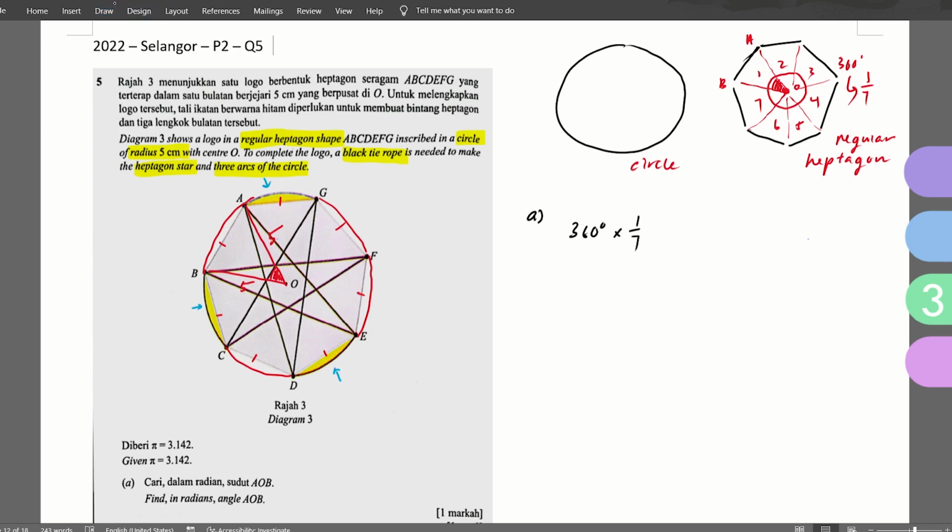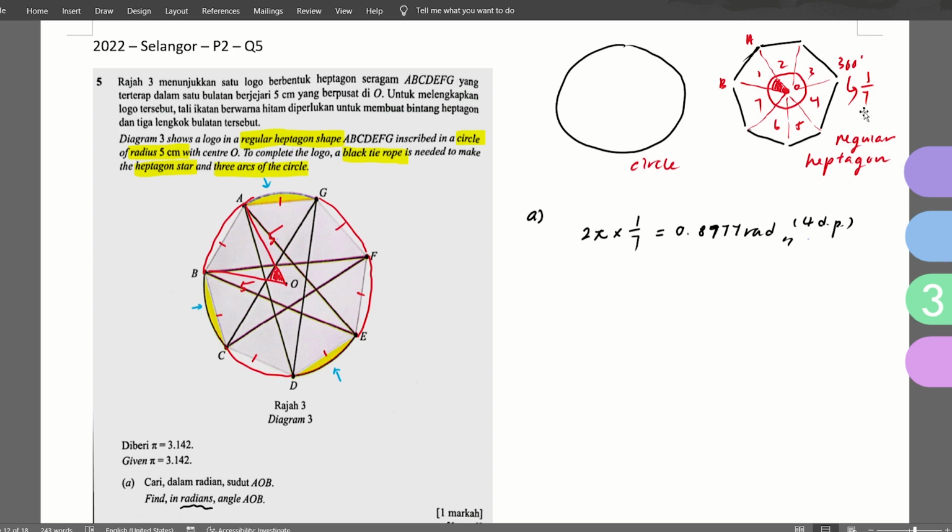But make sure you note that this question needs the answer in radians, so we cannot use 360 degrees. We need to change it to 2 pi, which is equivalent to 360 degrees. Using a calculator, you will find that the answer in radians is 0.8976 rad. So make sure it is in 4 decimal places to get accurate results.